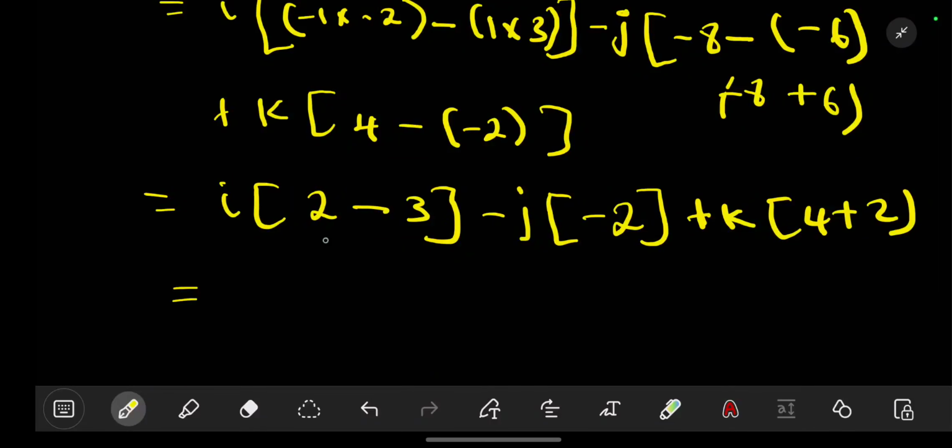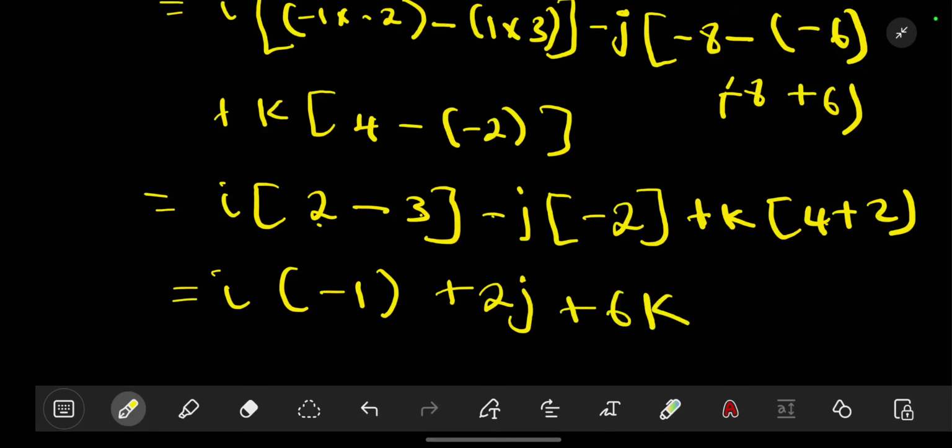Then we are going to just open the bracket. So we have i, 2 minus 3. This will give us a negative 1 like that. Then we have minus, negative times negative is positive. 2 times j, it will be 2j like that. Then last but not the least, 4 plus 2 will give us 6. So we have 6k like that.